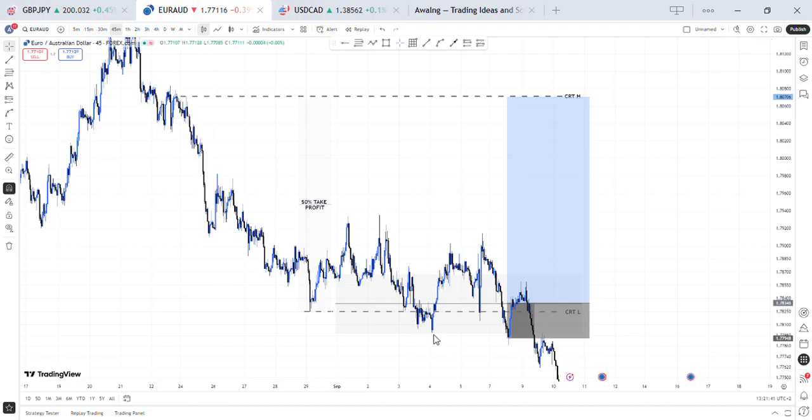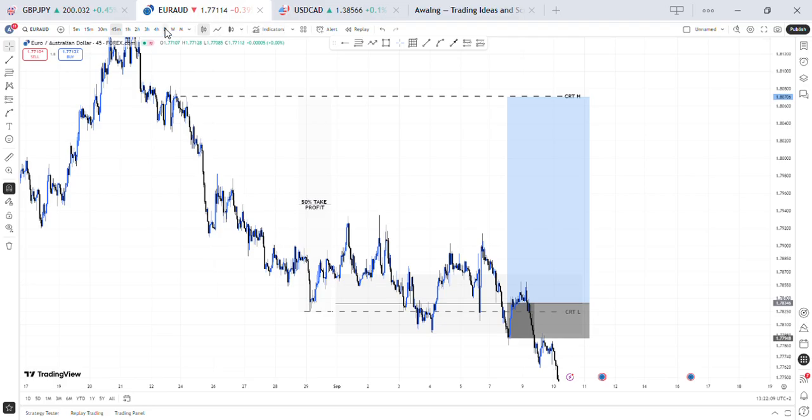This is a chart on Euro AUD. Today I'll be telling you guys probably a few reasons why I think we lost the Euro AUD trade. It's very simple. First of all, I'll be telling you guys why I took the trade in the first place.